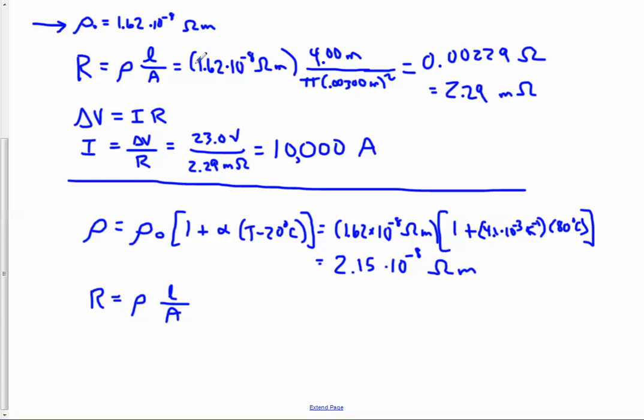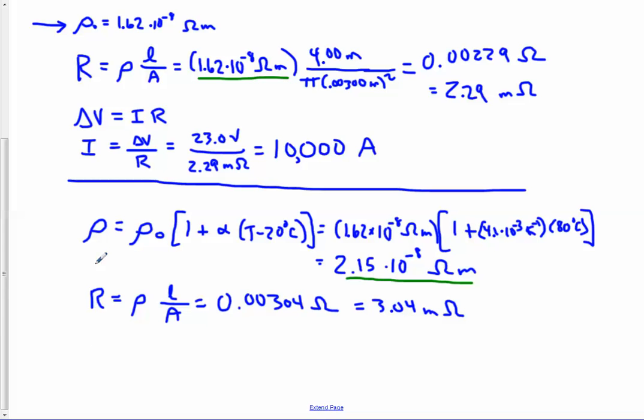So same calculation, just replace this number with 2.15. And now we get 0.00304 ohms, 3.04 milliohms. So a little bit bigger. Again, we're talking about small resistance here. We're in the milliohm territory, but it's gone up because of the temperature increase.